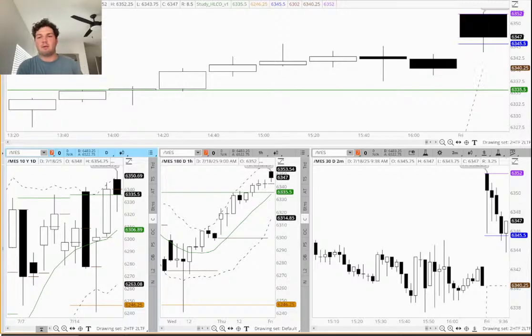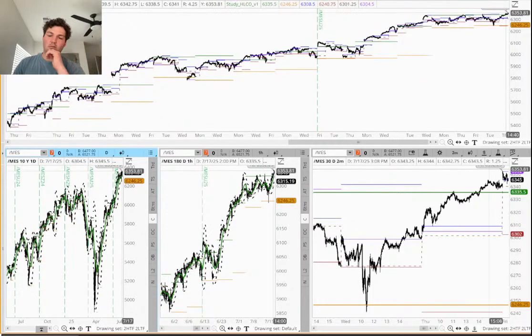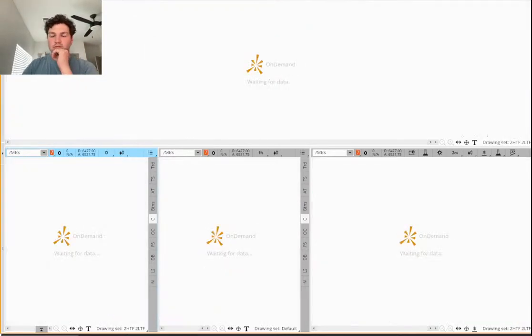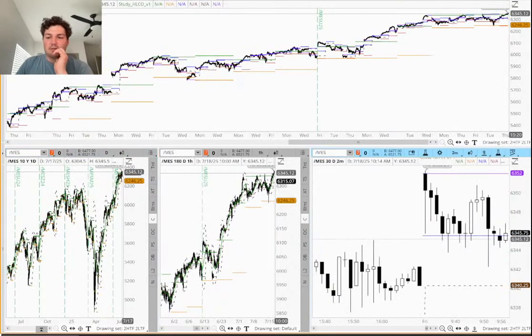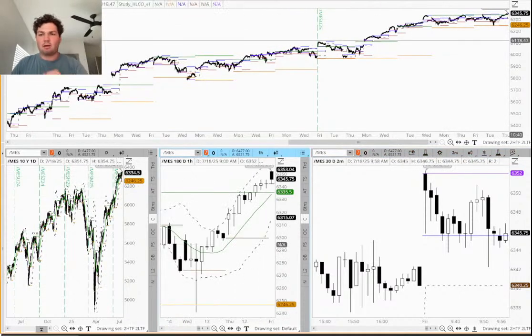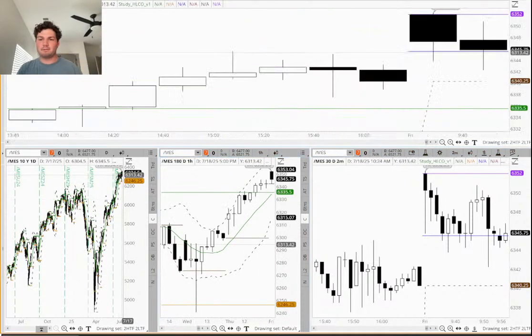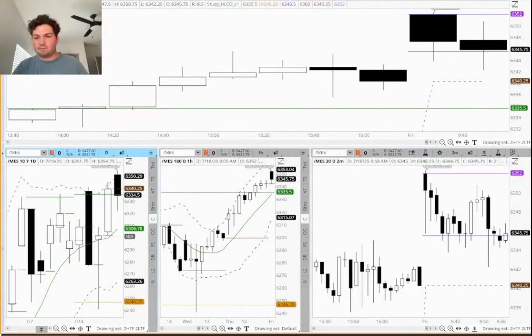So let's just move ahead a bit. It's going to be a slow backtesting process, but we're going to be thorough and do it the right way. That's just how you got to do it.